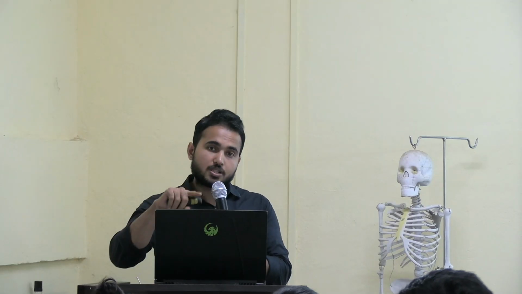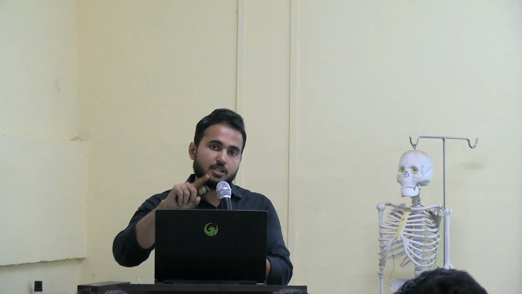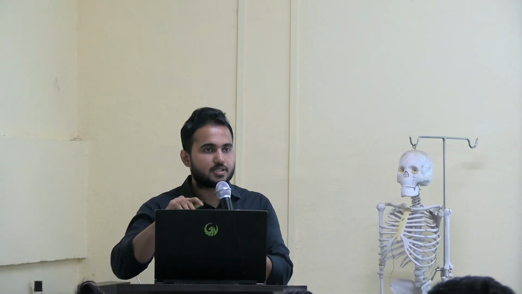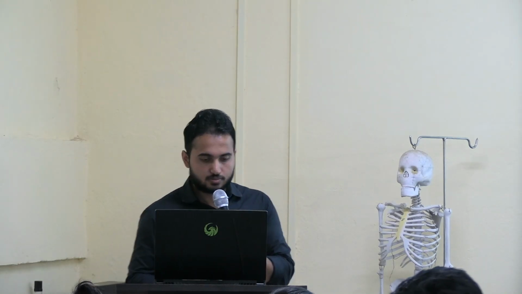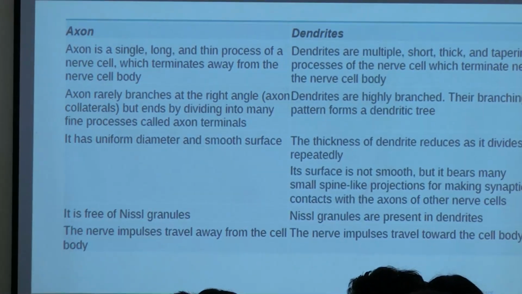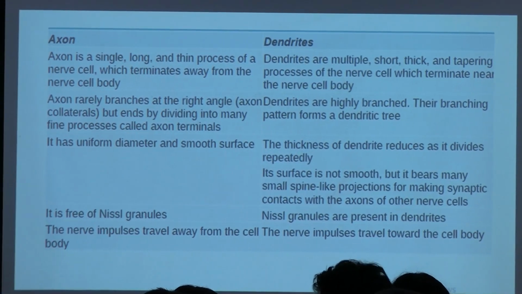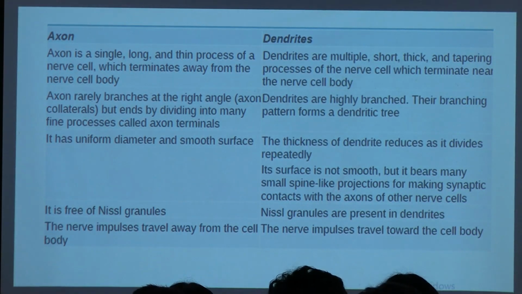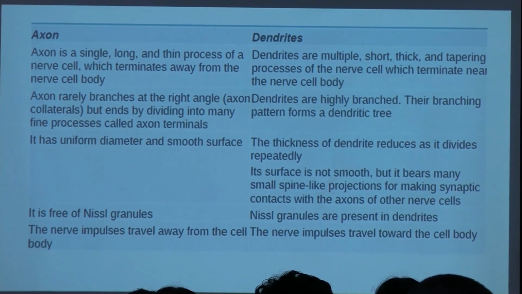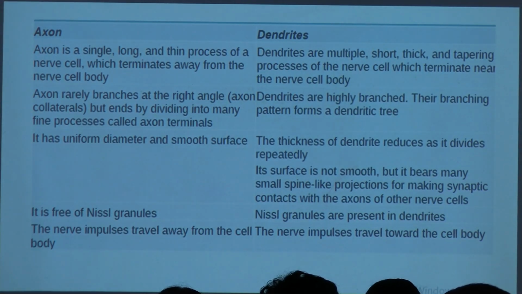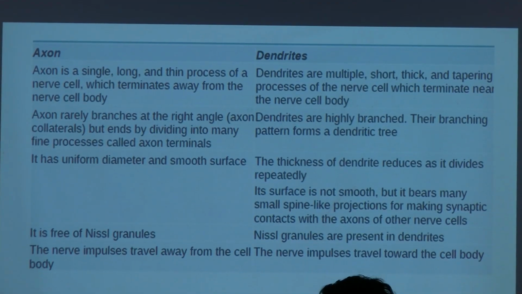All those things, as I am repeating, will be utilized again in the nervous system chapter. Next, here is a difference between the axons and the dendrites. I request everyone to go through it so that you can understand the difference between axons and dendrites, whatever we have discussed. Once you go through it, you will understand easily what the difference between axon and dendrite is. There will be no difficulties.